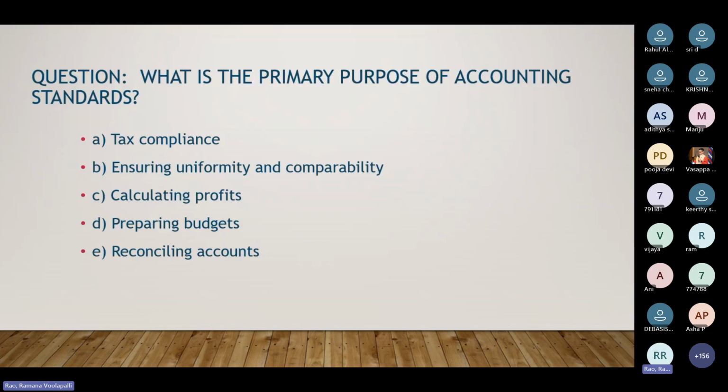Okay. Now the first question. Yeah, you answer in the chat box. ABC, only you answer. What is the primary purpose of accounting? Some of the questions belong to the previous day's session also. So if it is repeating, then kindly do the answer also. Kindly give the answer quickly so that before 10 responses, I will not stop. At least 10 I need. Okay, so the answer is ensuring uniformity and comparability. Thank you to all who have given the answer.